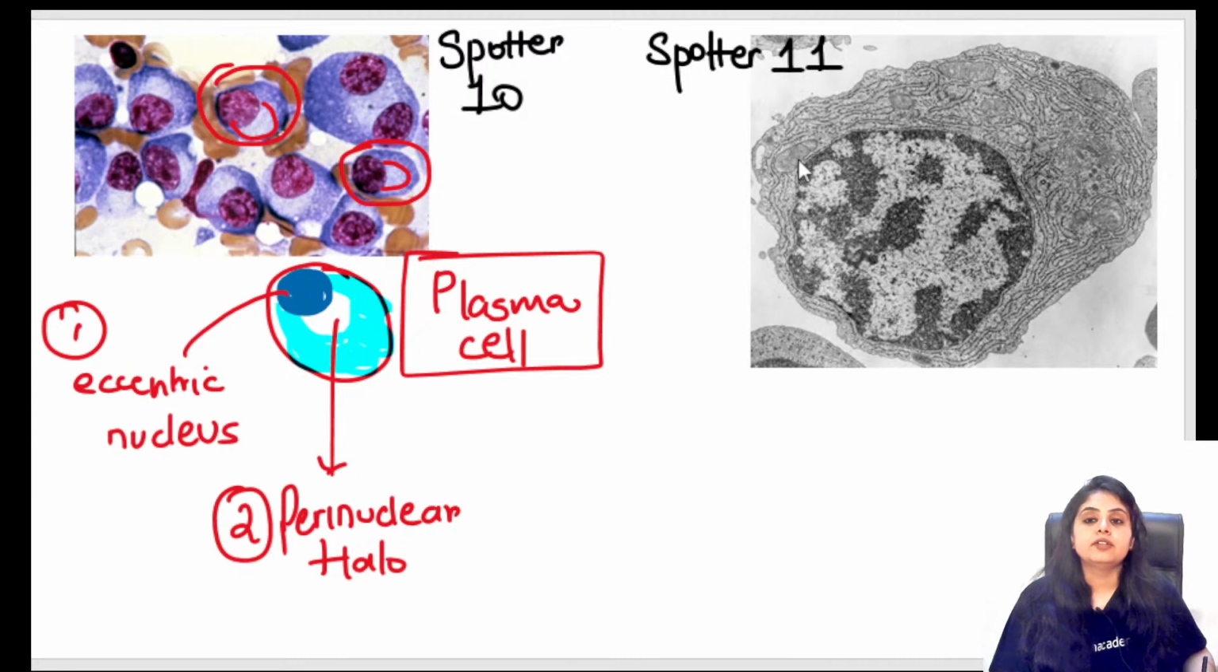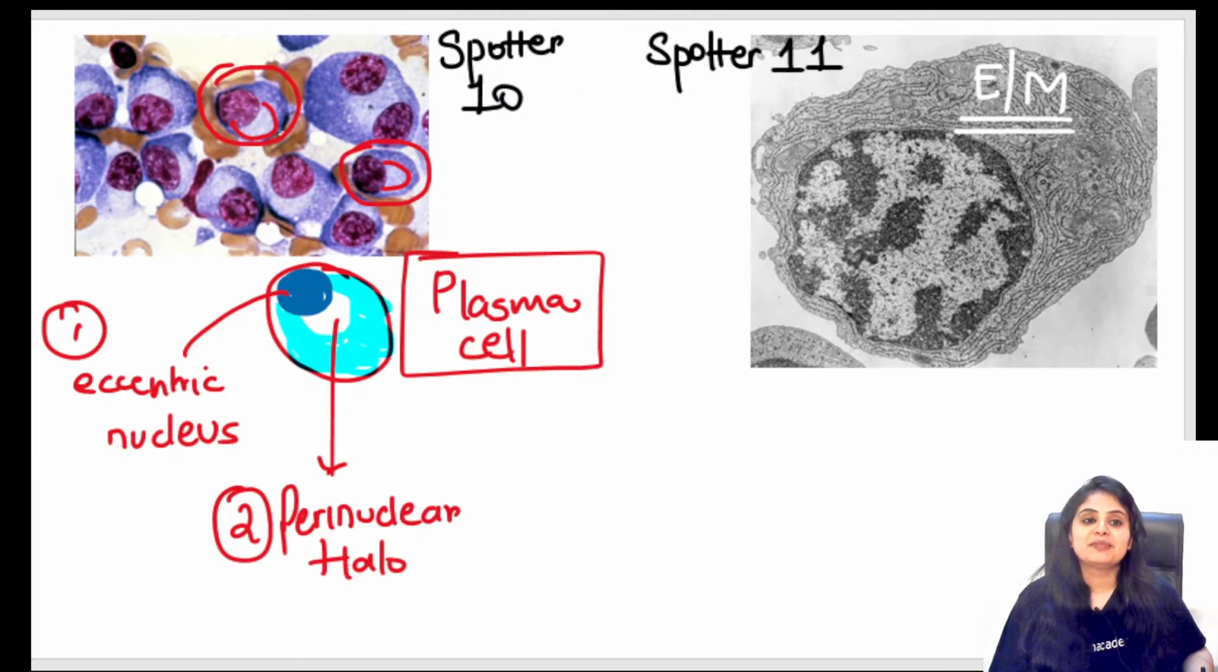Coming to spotter 11. What is spotter 11 showing you? You will say, ma'am, firstly, it's a black and white photo. When it's a black and white photo, I'm dealing with electron microscopy. So this is the electron microscopy of what? Okay, one answer, glomerulus, no. See, no one said that if I've given plasma cell once, I cannot give plasma cell the second time. This is also the picture of a plasma cell only.